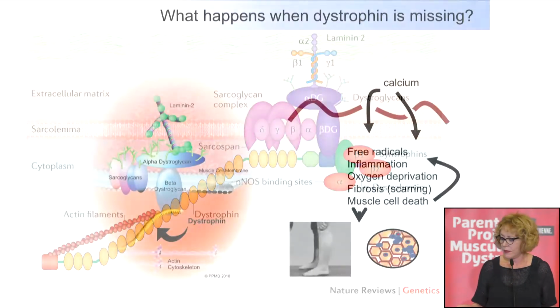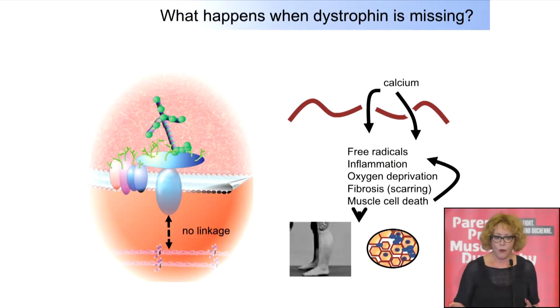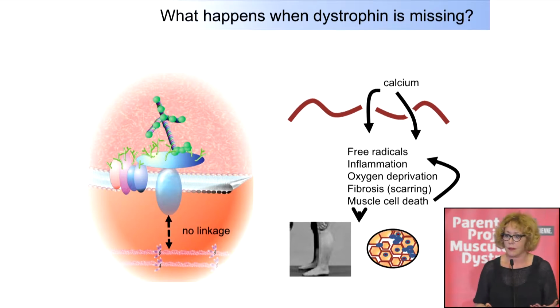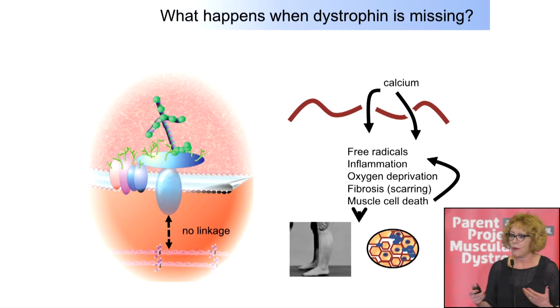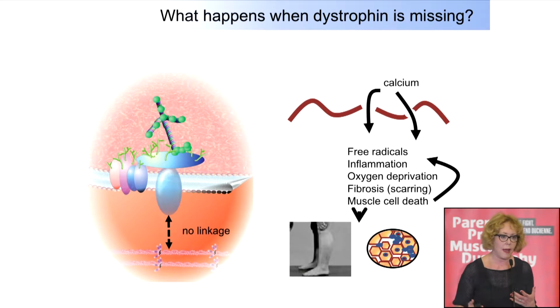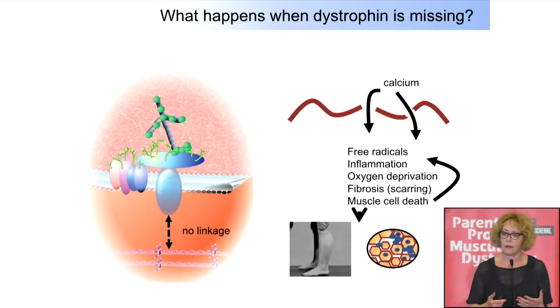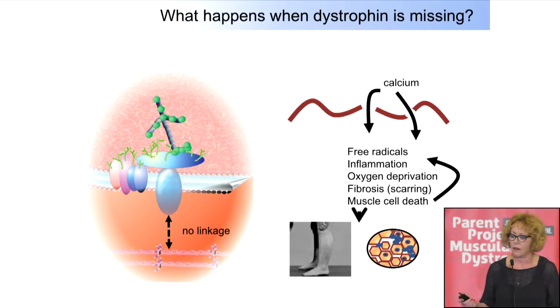And then once dystrophin goes away, you have all sorts of problems. Not only is the muscle unable to survive, but then you have free radicals, you have fibrosis coming in, you have inflammation. So this is this whole complex milieu that happens physiologically in the cells, which causes muscle deterioration and functional decline.